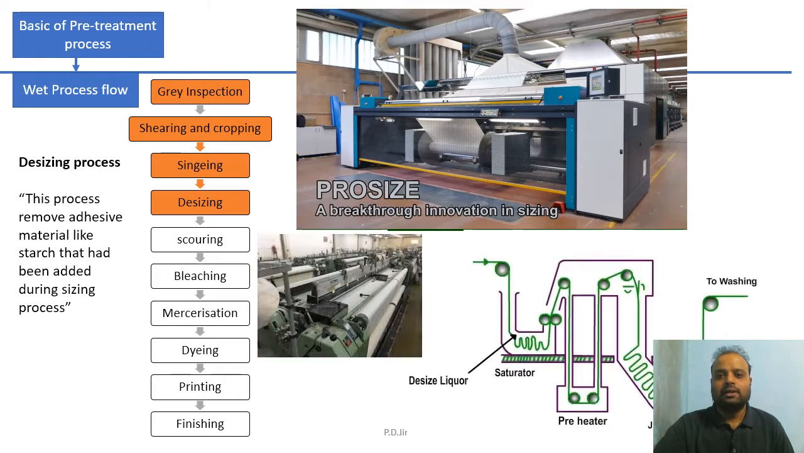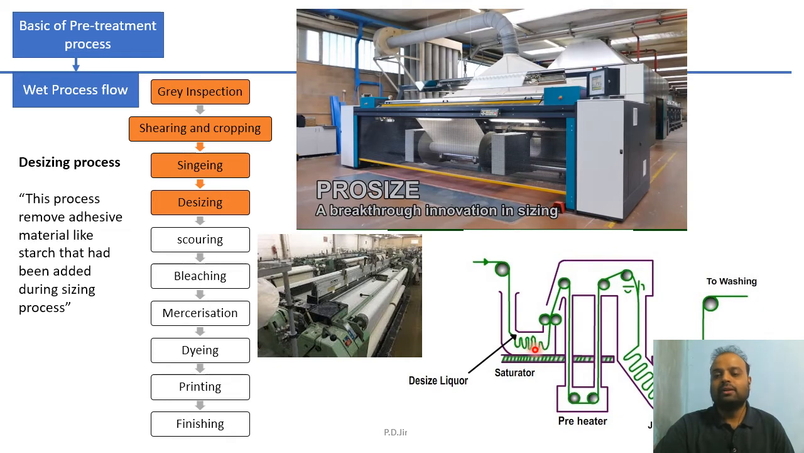So the fabric still has that size paste on it. Now that size paste becomes an impurity that needs to be removed completely. So the desizing process comes into the picture. Here the line diagram shows the process. The grey fabric passes through the desizing liquor. You can see over here there is a saturator. The grey fabric passes over the guide and is then placed into this desizing liquor, or saturator, where desizing chemicals are present, right?